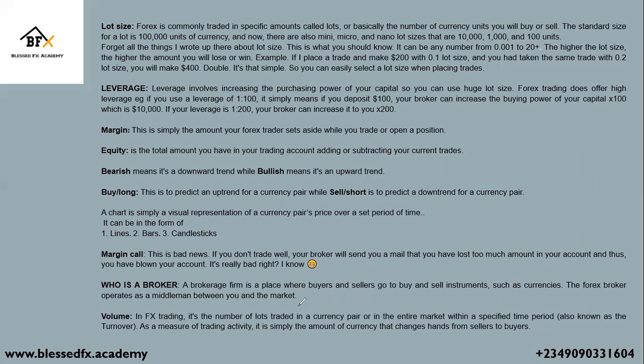So let's talk about charts. The chart is simply a visual representation of the currency pair over a set period of time. That's why there are time frames on your charts. Okay, so it could be in so many forms: lines, bars, candlesticks. So let's switch to the TradingView website and show you how to locate some of these charts.